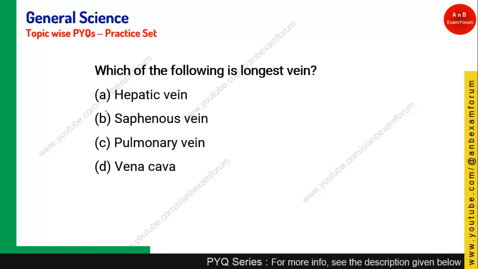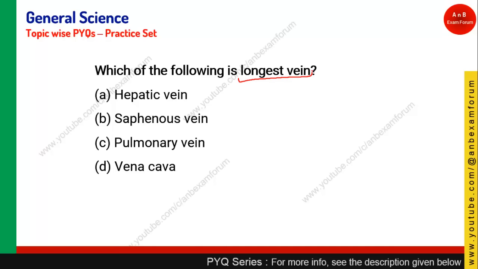Let's see the next question. Which of the following is the longest vein? Hepatic vein, saphenous vein, pulmonary vein, and vena cava. He is talking about the longest vein, not the largest vein, so don't confuse in that. So the longest vein is the saphenous vein, which is normally found in the leg basically. So saphenous vein, those who have given the answer, they are right.